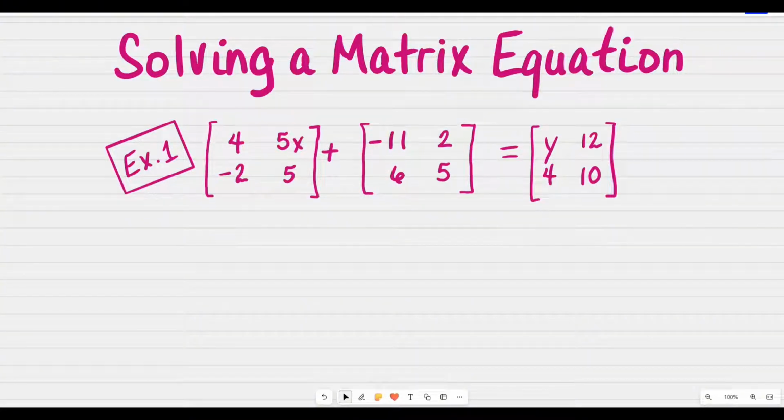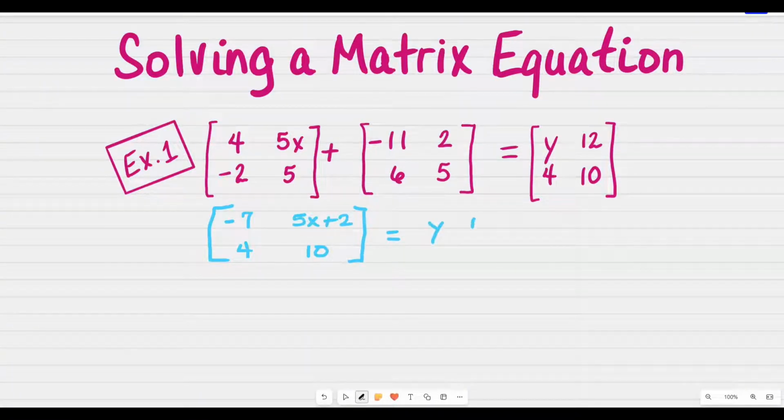What I want to do is combine the two matrices that I see before and after the plus sign. So 4 plus negative 11 is negative 7. Going across, 5x plus 2. I just simply write it like that. Then I go to the next row. Negative 2 plus 6 is positive 4. And 5 plus 5 is 10. So I'm going to go ahead and create a matrix for that. And I'm going to set it equal to what's already shown, which is y, 12, 4, and 10. Go ahead and put that in a matrix.